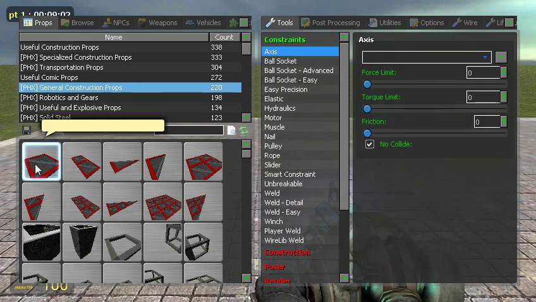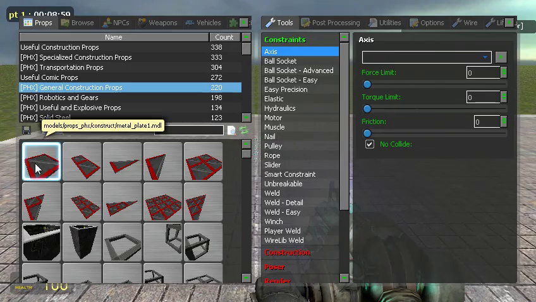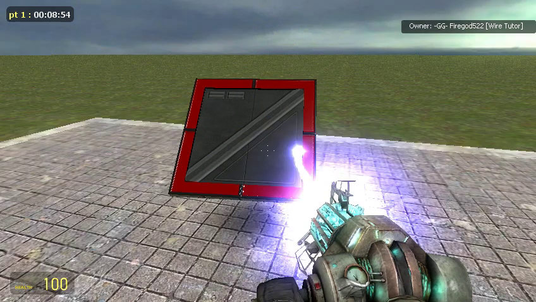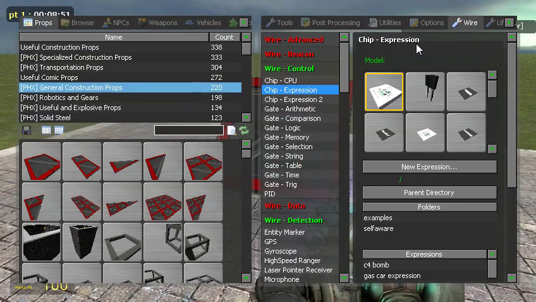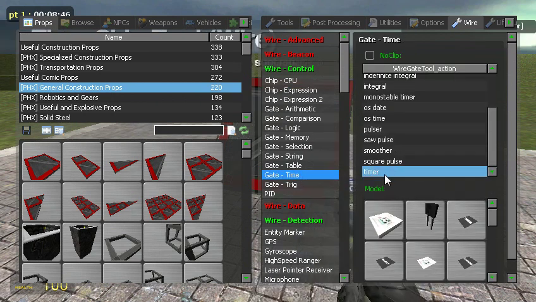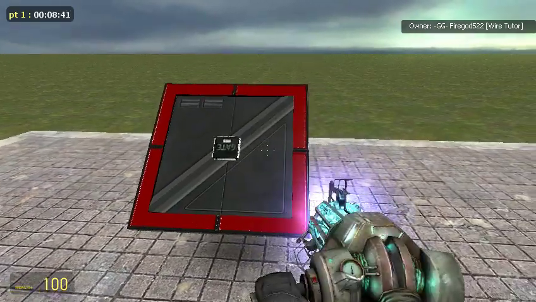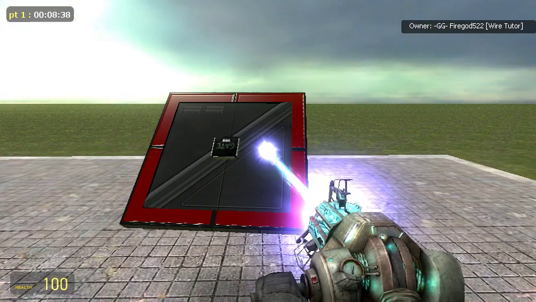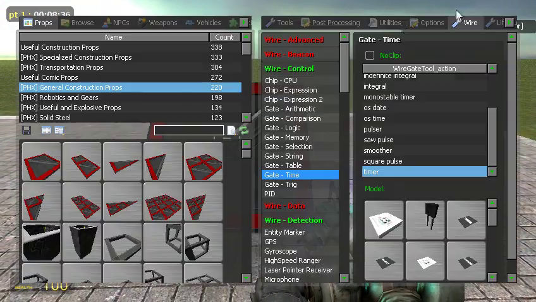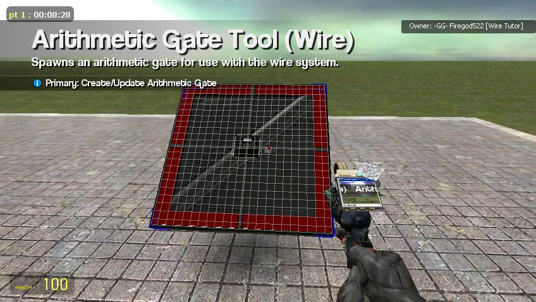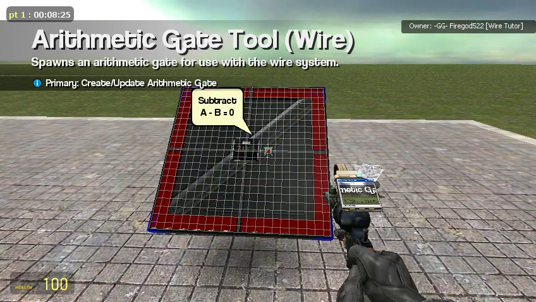Okay. So we're gonna need a metal plate 1, and we're just going to put that right there. Okay, we're going to go to wire, gate, time, and we're going to choose a timer. I'm going to put this dead in the middle, that way everything's around that. Okay, so there's our timer. Go to arithmetic. Subtract. Just gonna put that right there.